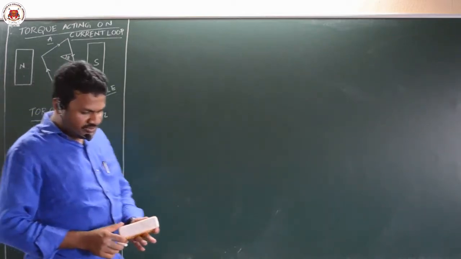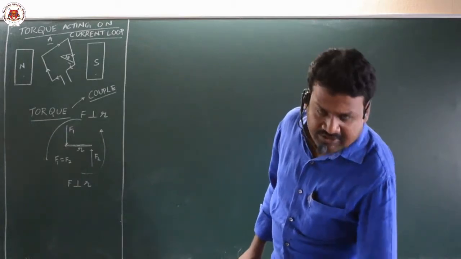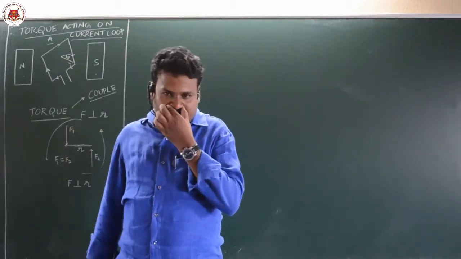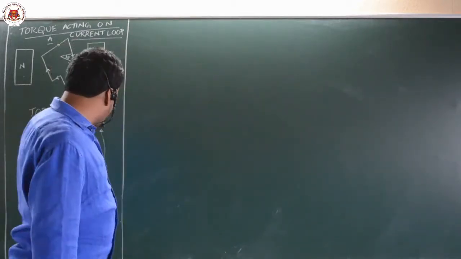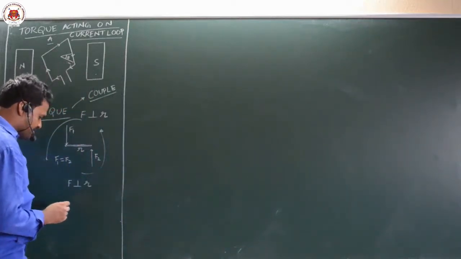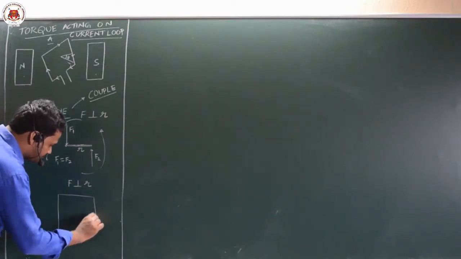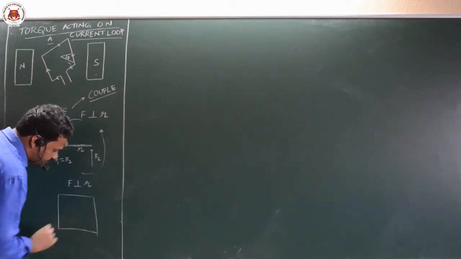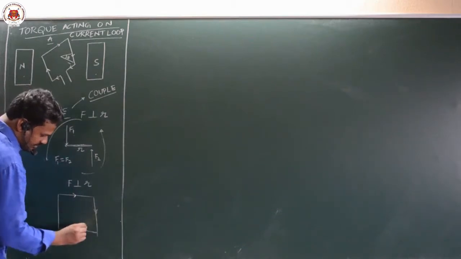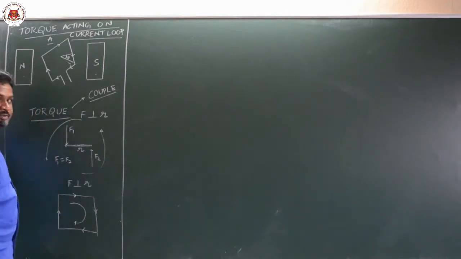In your textbook the heading is torque acting on a current loop. Actually, it is nothing but a couple acting on a current loop. Before going to the derivation, let us have a small discussion of what happens to the loop when it is in a magnetic field. Let us take a rectangular loop. Current is flowing in this direction.